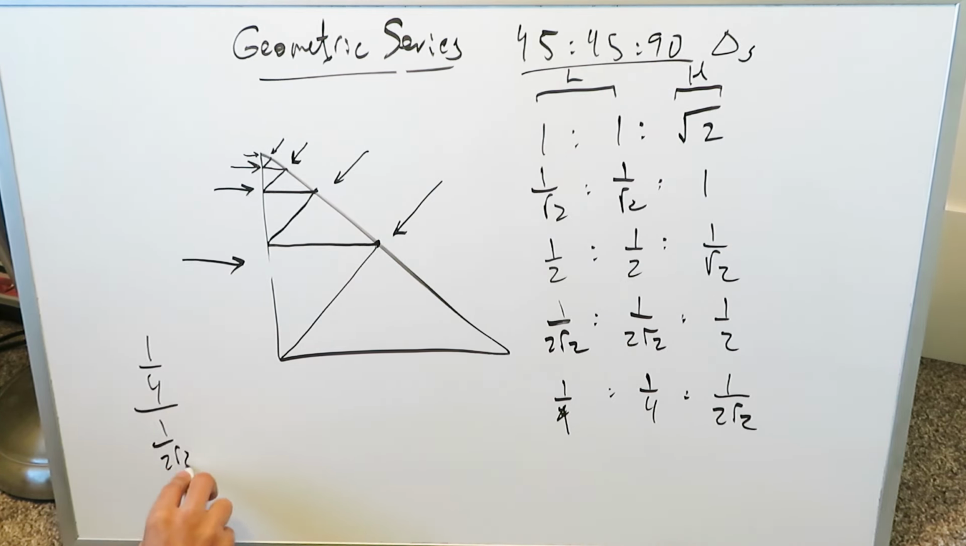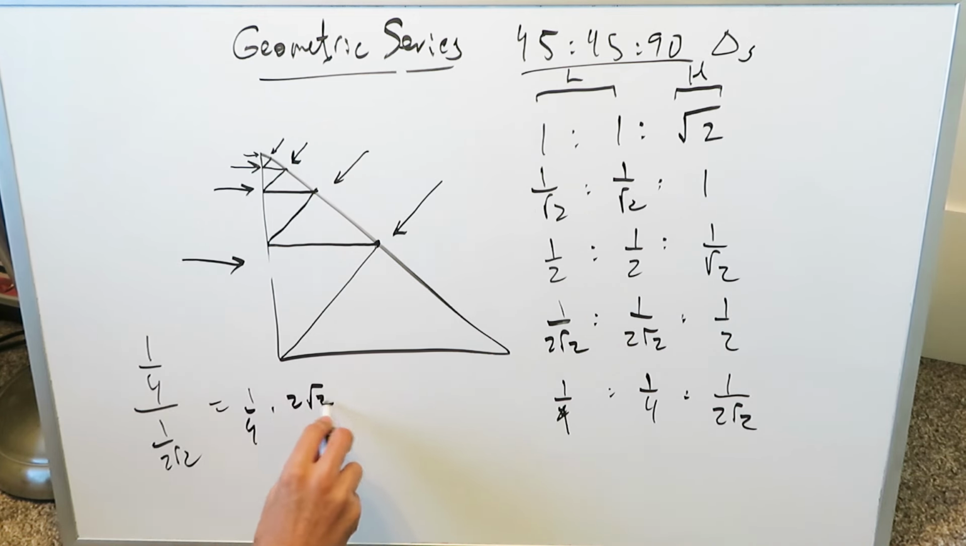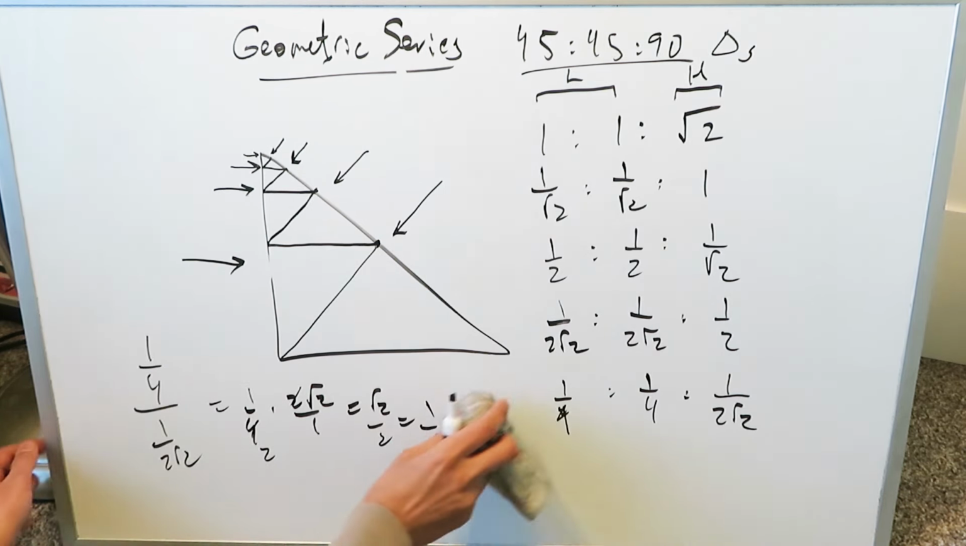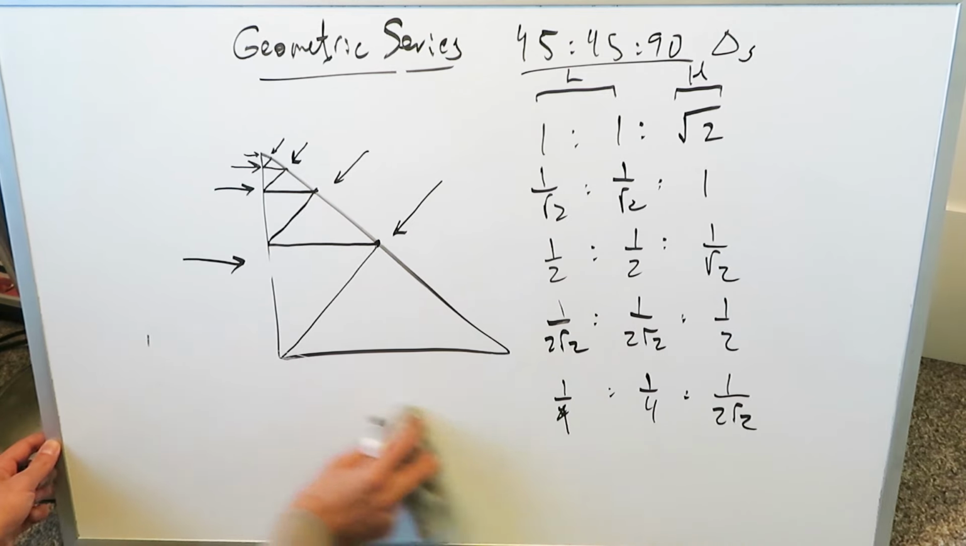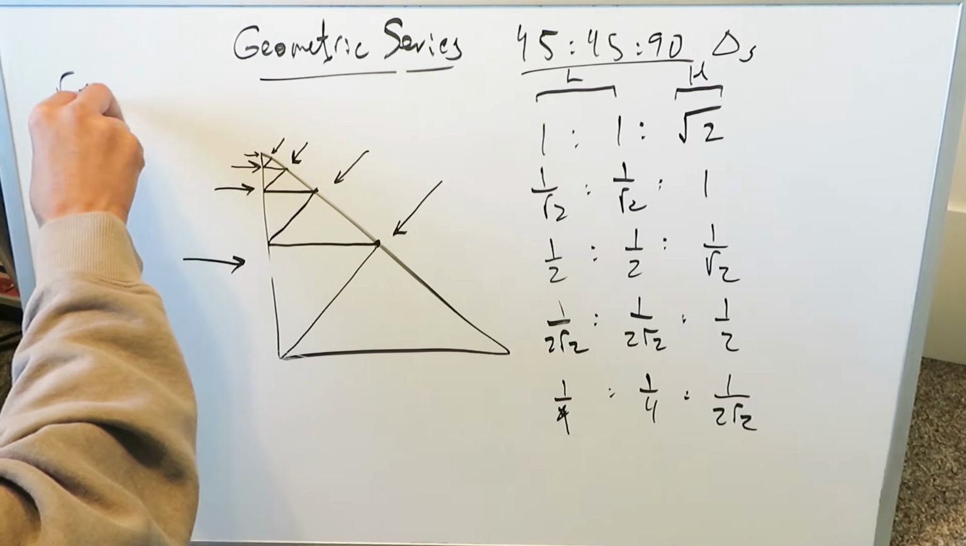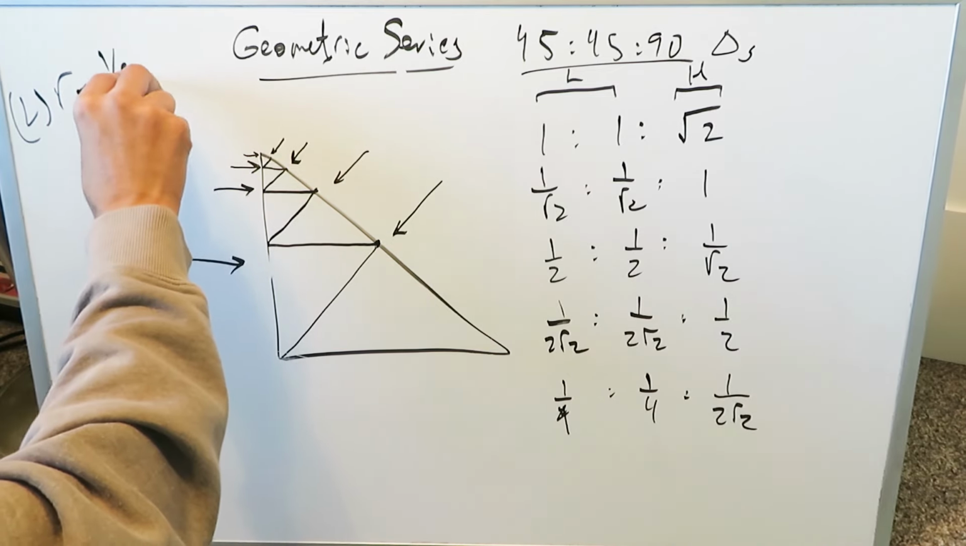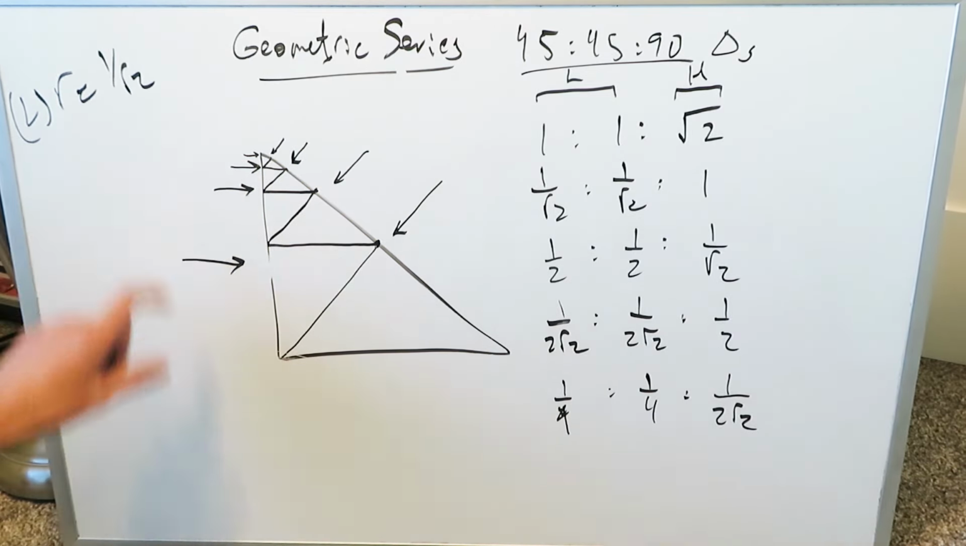1 over 4 divided by 1 over 2 root 2. Looking at these, it'll be 1 over 4 times 2 root 2 over 1. This is a 2. You have a root 2 over 2, which you simplify as 1 over root 2. A common ratio here of 1 over root 2 with regards to the legs. So the common ratio with regards to the legs of the isosceles right triangle is 1 over root 2. It's convergent because it's a value less than 1.